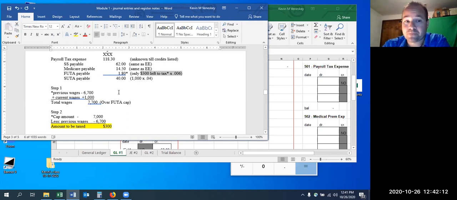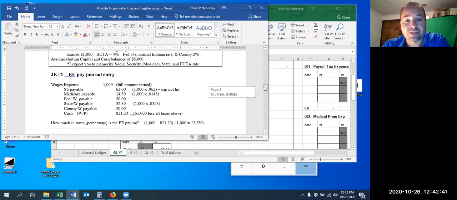Now for SUTA, if we do step 1, 6,700 plus 1,000 is still the same answer, 7,700, but the SUTA cap is 9,500. This isn't over 9,500, so I don't need to go to step 2. I'm just going to use the full 1,000 still, just like how I did in the Social Security. I wasn't anywhere near the cap, so I used the full 1,000. And I use what I gave us in the problem. The problem said it was 4% for this company, the SUTA rate.